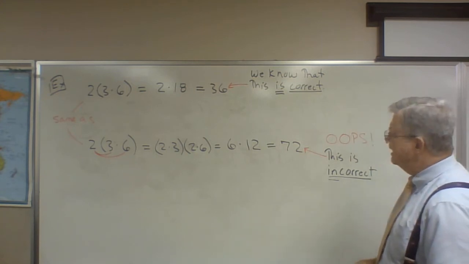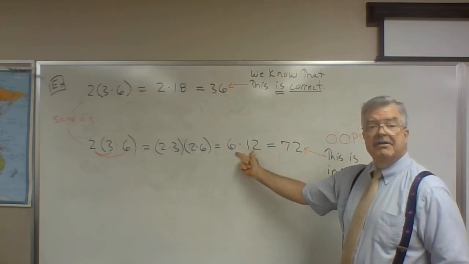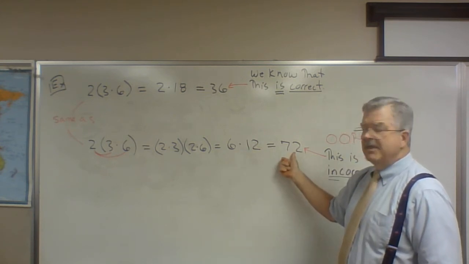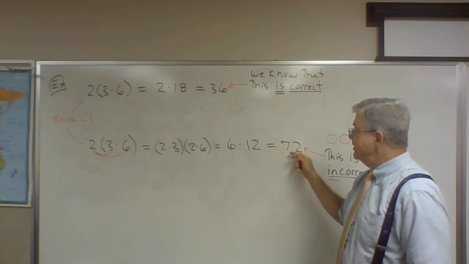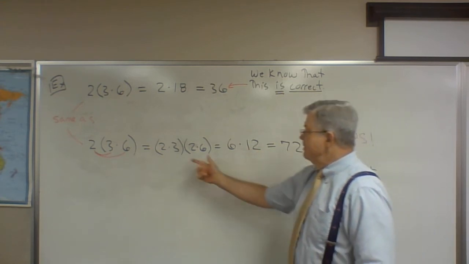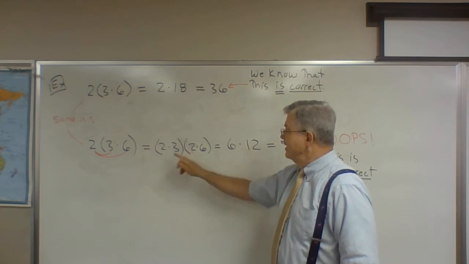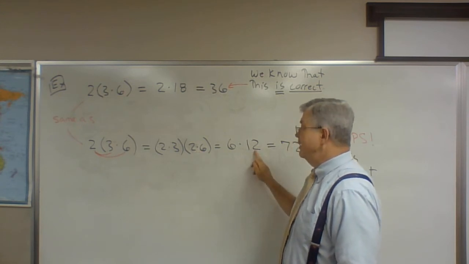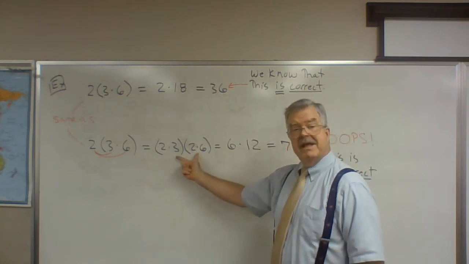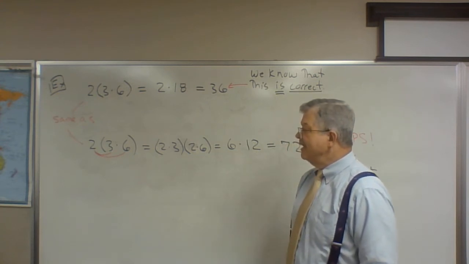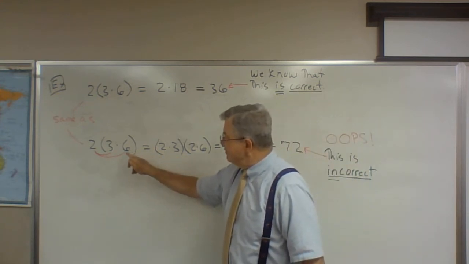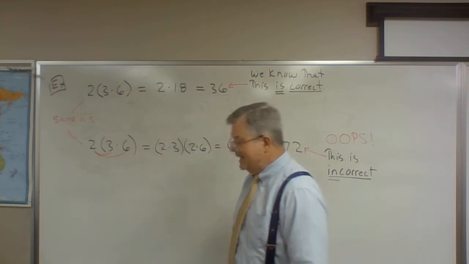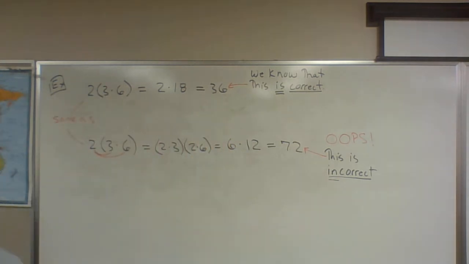So where's our mistake? Did we make the mistake here? Is 6 times 12 equal to 72? Yeah, it is. So we didn't make a mistake going from here to here. Did we make a mistake going from here to here? Is 2 times 3 6? Yeah. Is 2 times 6 equal to 12? Yeah. So we didn't make any mistake going from here to here. Our mistake is going from here to here. This is our mistake. We can't do what we just did.